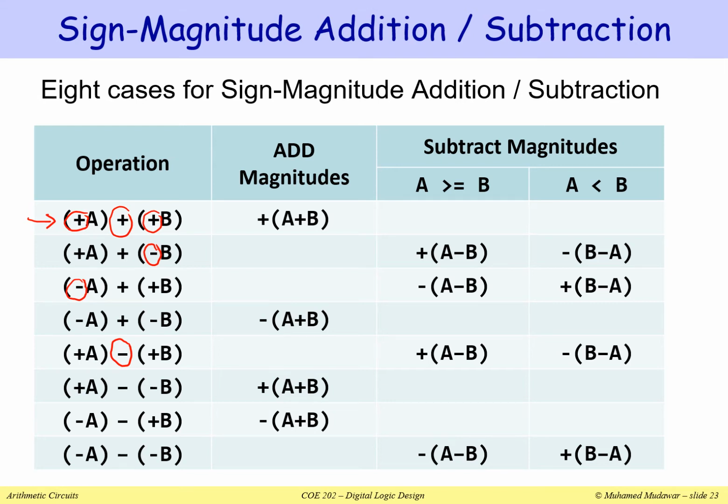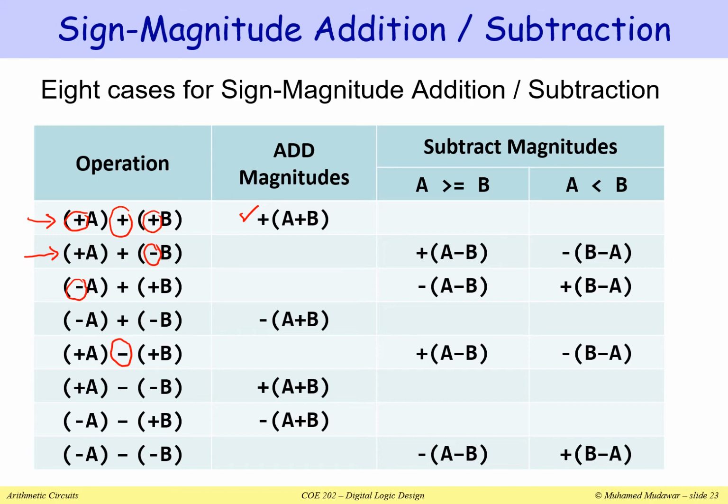Then we can simply add the magnitudes of A and B, and we can say that the sign is positive. So this is a simple case. What about if A is positive and B is negative? The second case, if A is positive and B is negative, then we have to convert addition into subtraction. So if I'm adding two numbers that have different signs, I have to subtract.